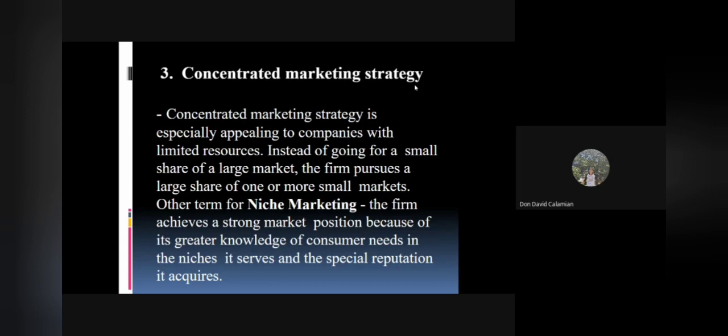So, ang difference ni differentiated and concentrated marketing is that sa differentiated marketing, this can appeal to two or more segments with two or more products, while concentrated marketing is presented as a single marketing, and this strategy is the best fit for small companies as it doesn't require the owner to spend a lot of money.